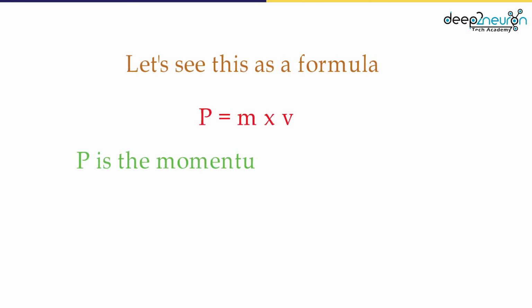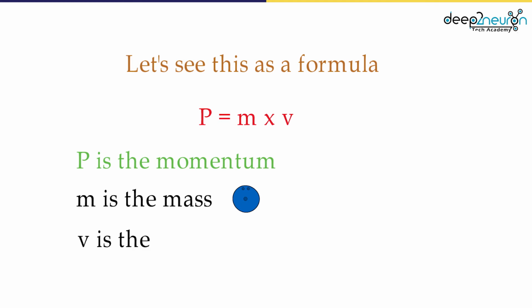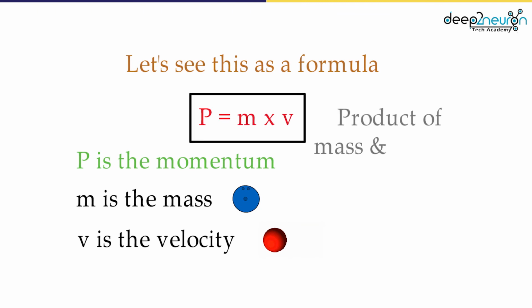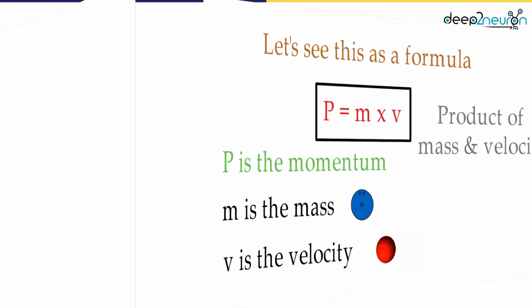Let's see this as a formula. P equal to m into v. Here, P is the momentum, m is the mass of the object, that is the ball, and v is the velocity of the object which is created while throwing the ball. Hence, the formula of momentum is P equal to m into v, that is the product of mass and velocity.